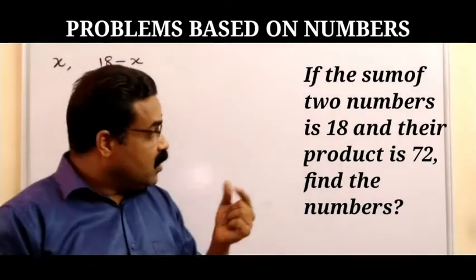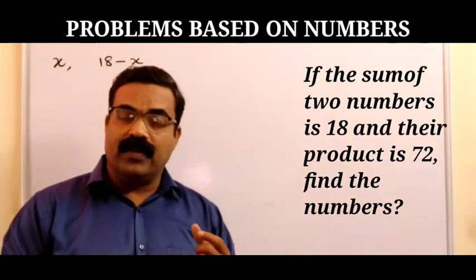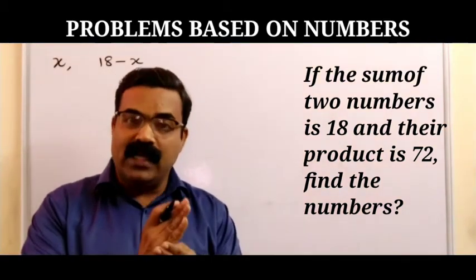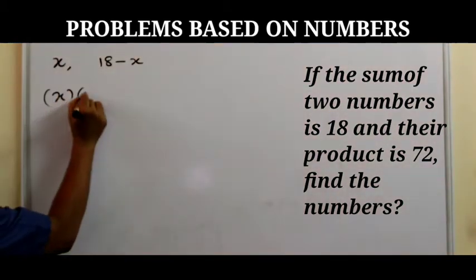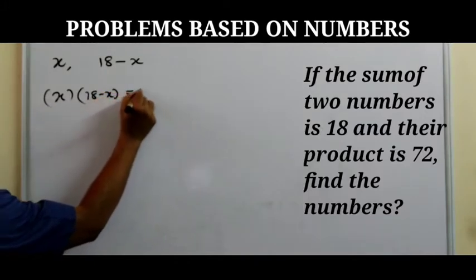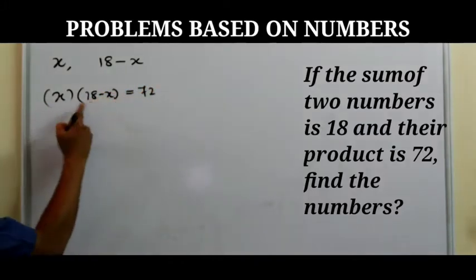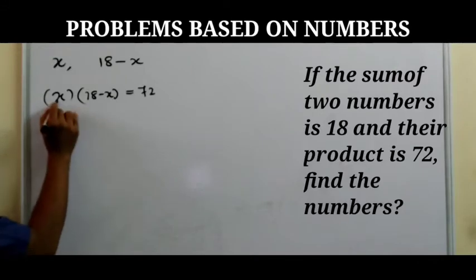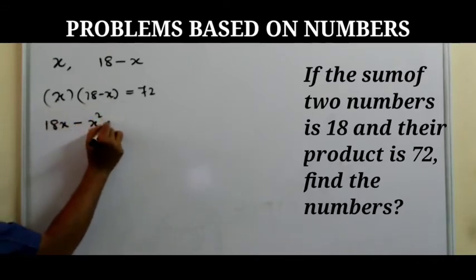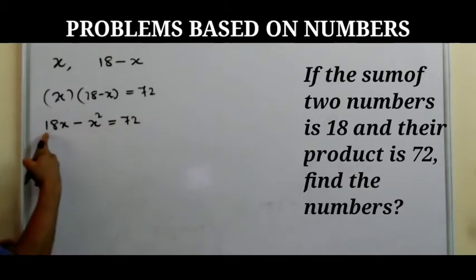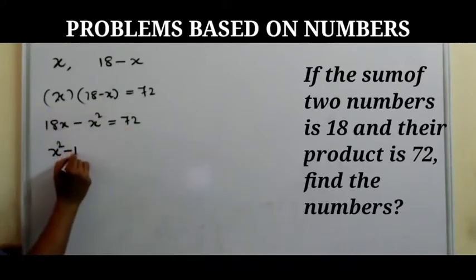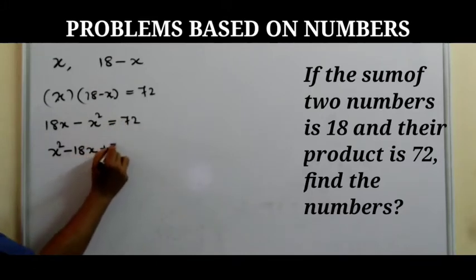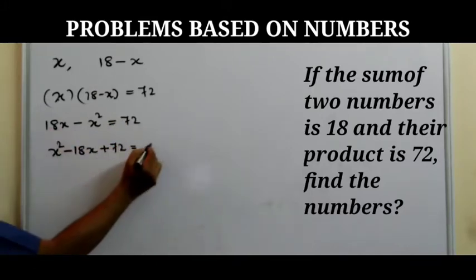Now it is given that their product is 72. Product means multiplication, that is, when you multiply these two numbers, you will get 72. That means x multiplied by 18 minus x is equal to 72. x into 18 is 18x, x into minus x is minus x square, equal to 72. If I take these terms to that side, minus x square becomes plus x square, 18x becomes minus 18x, and 72 is already there. This side nothing is there, so it becomes 0.